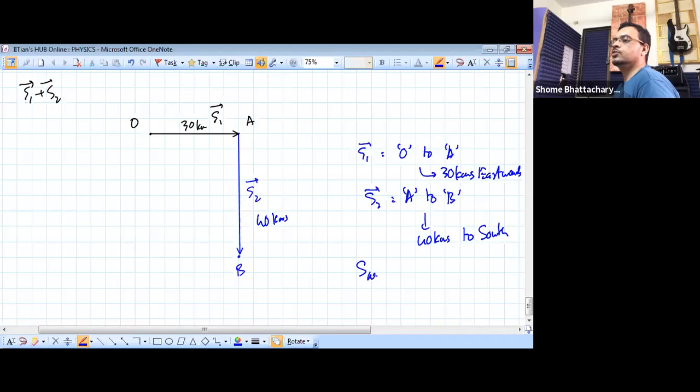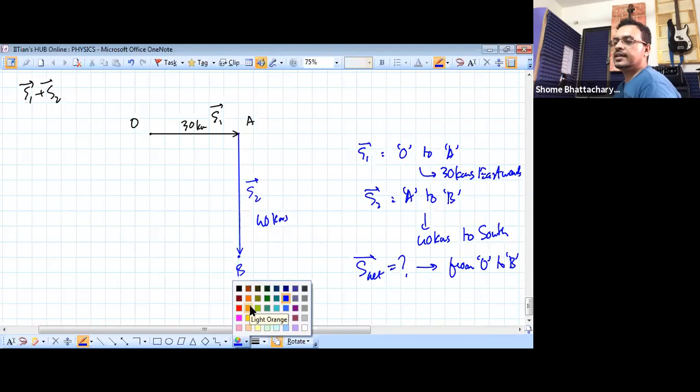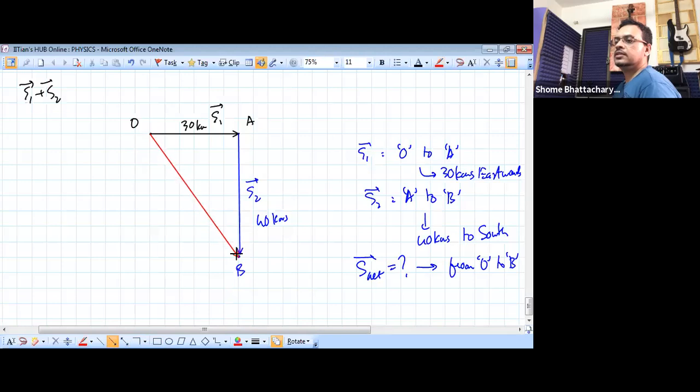So now logically, what should be my net displacement? It should be from O to B. Right? It should be that one, because this is my final location, and that was my initial location. So in this diagram, what is my net displacement? Logically, it is nothing but this. This arrow is my net displacement. And luckily for us, even though I don't know any ready-made formula for vectors, just making use of the fact that this angle is 90 degrees, I can see that the magnitude of the net displacement by Pythagoras theorem is just the square root of 30 square plus 40 square, that is 50 kilometers.